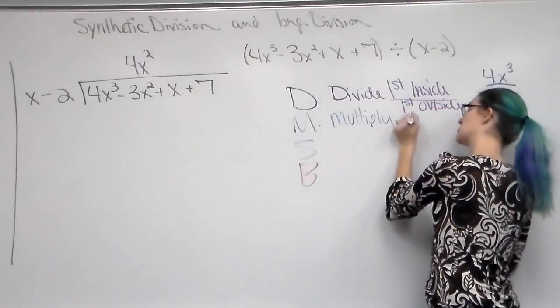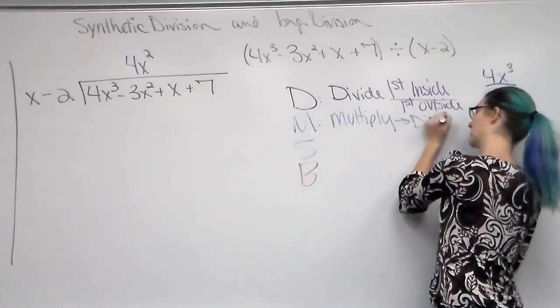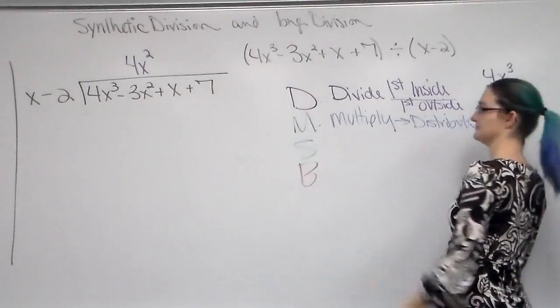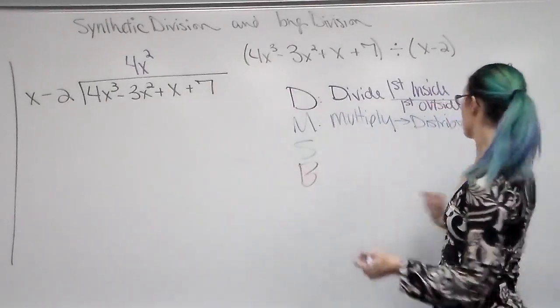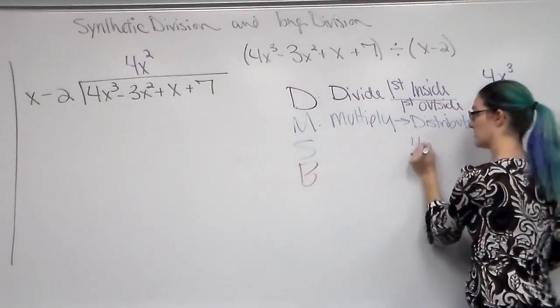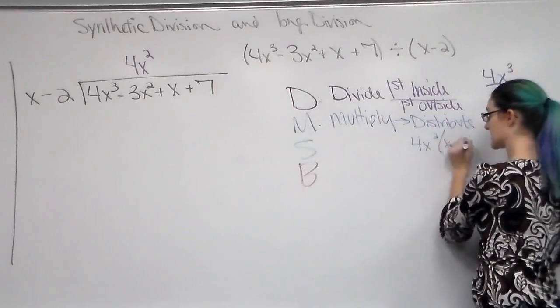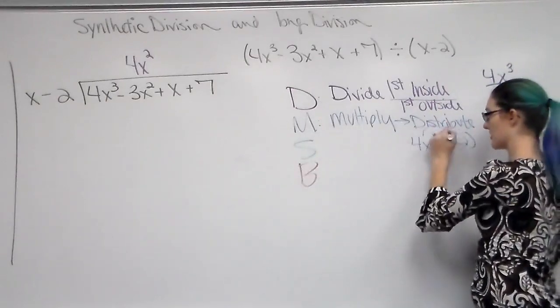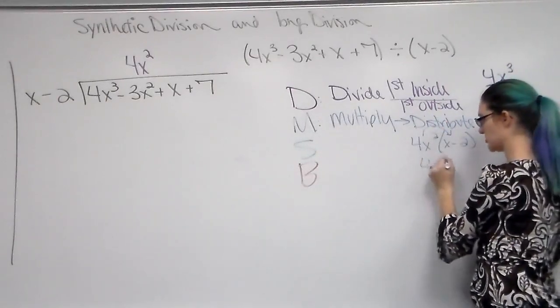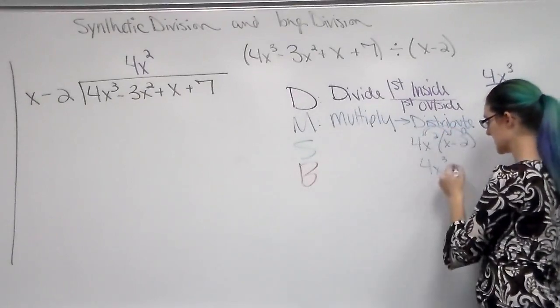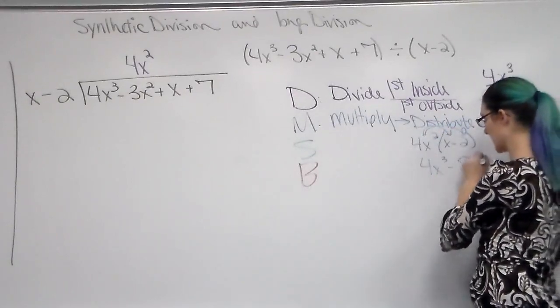My hint there is to make sure you distribute. So we have 4x squared times x minus 2. 4x squared times x is 4x cubed. 4x squared times negative 2 is negative 8x squared.